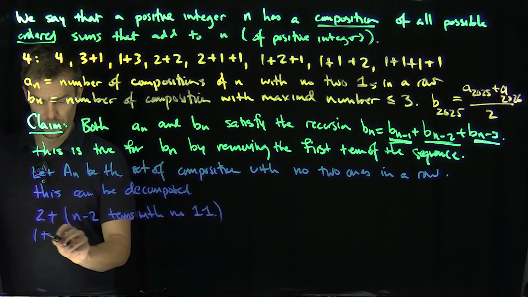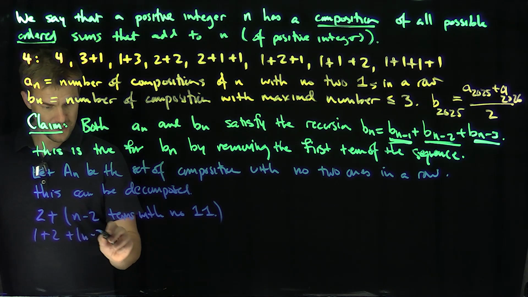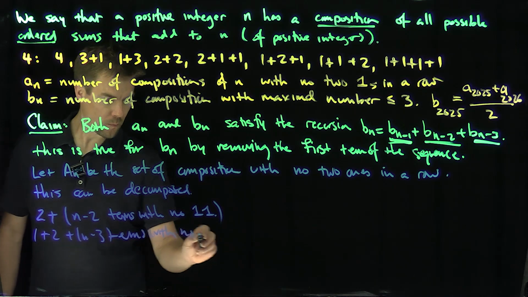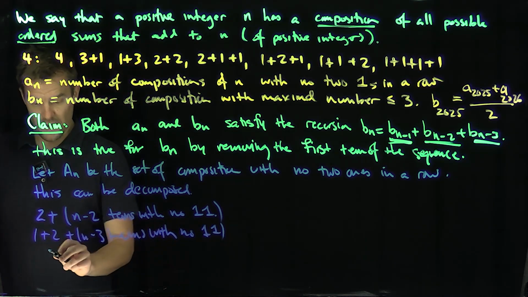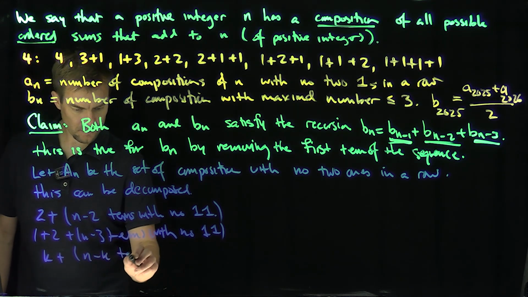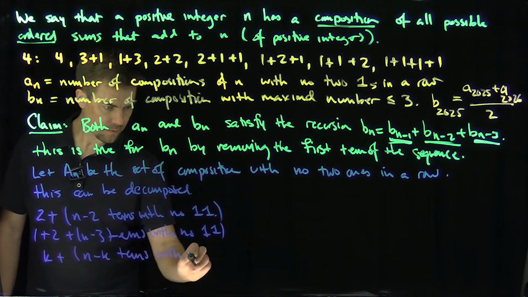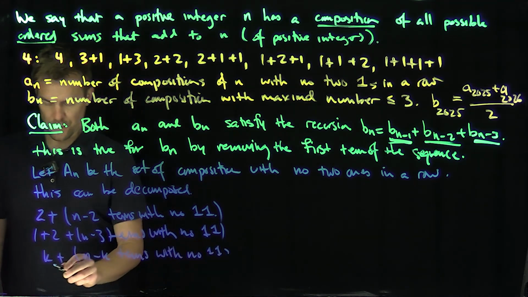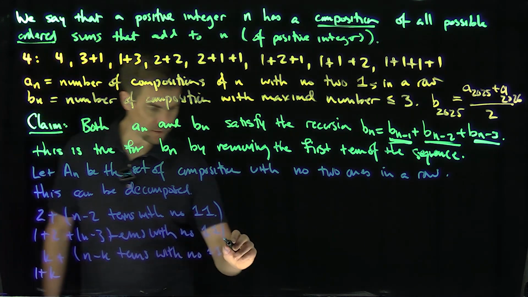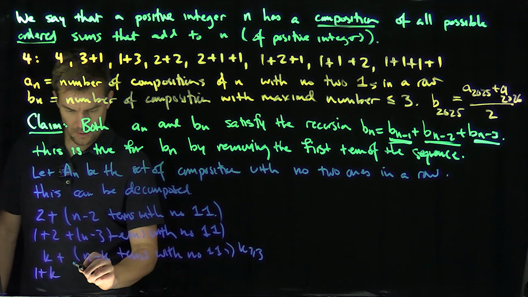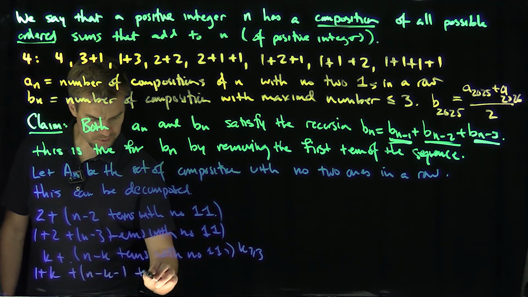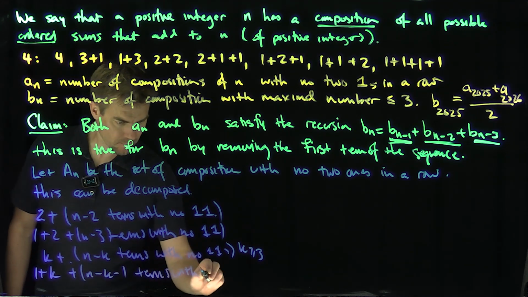Or you can have a 1 and a 2 plus n minus 3 terms with no 1, 1. Then you could have a k plus n minus k terms with no 1, 1. And then you can have a what? And then you can have a 1 plus k for k bigger than or equal to 3, right? K bigger than or equal to 3. Then plus n minus k minus 1 terms with no 1.